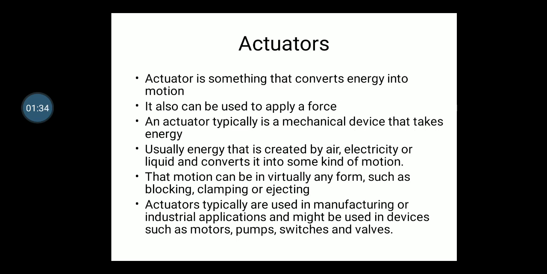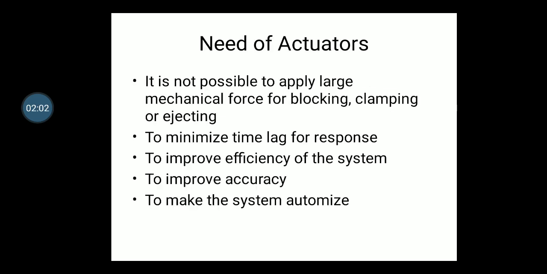Actuators typically are used in manufacturing or industrial applications and might be used in devices such as motors, pumps, switches and valves. So motors, pumps, switches, valves are all applications of actuators. We use actuators in all those things. So if someone asks you what an actuator is, basically it is a thing which converts any energy into motion, and it is used for automation purposes. If we want to move something, we should not do it manually. Rather than manually, we will apply some technique, some application of actuators.